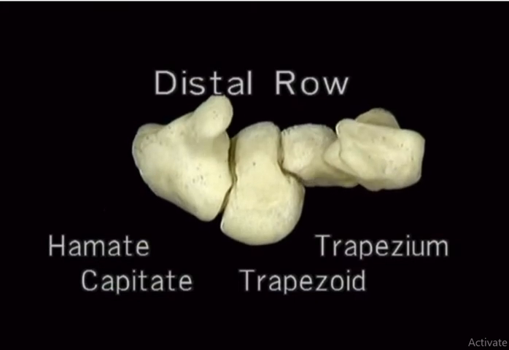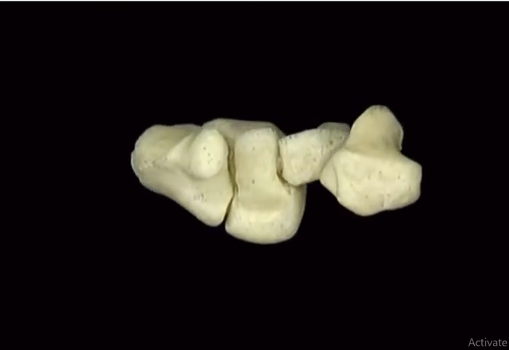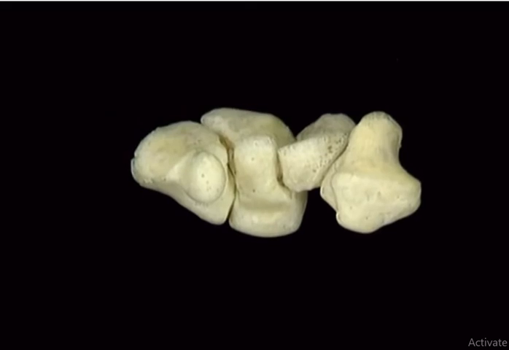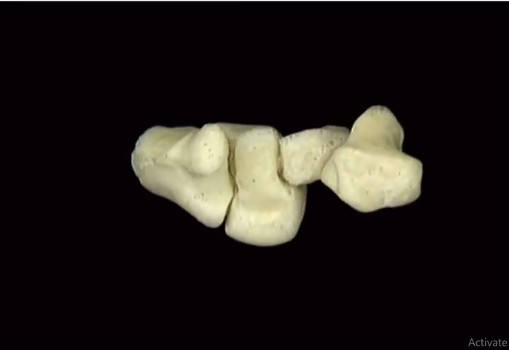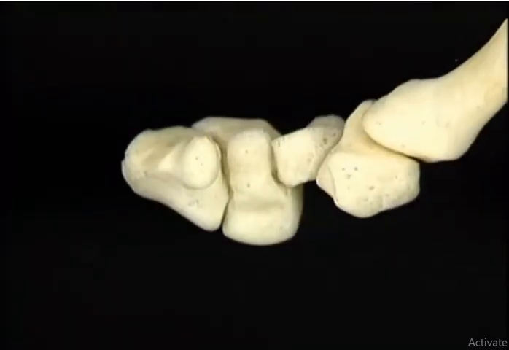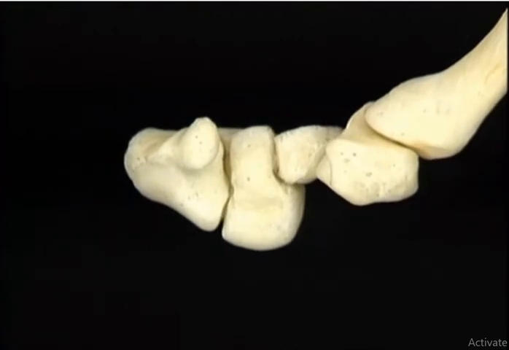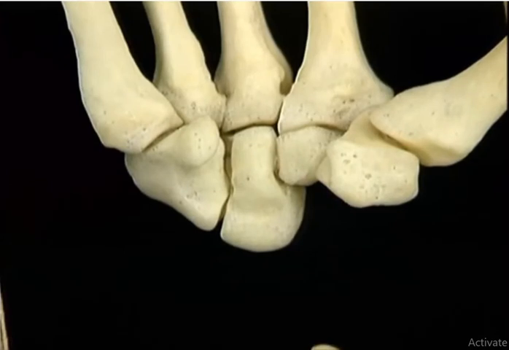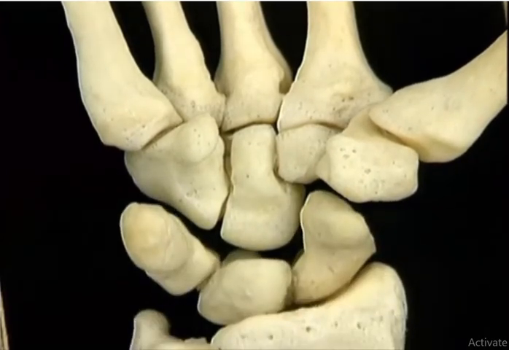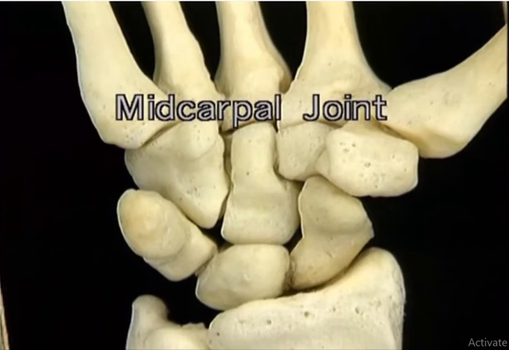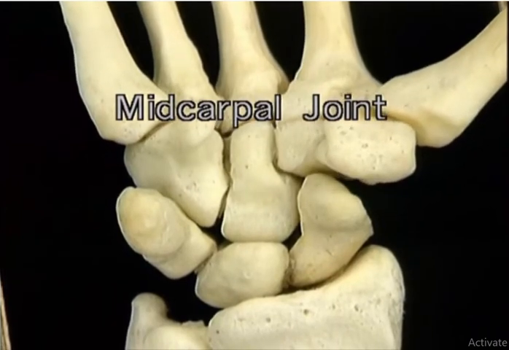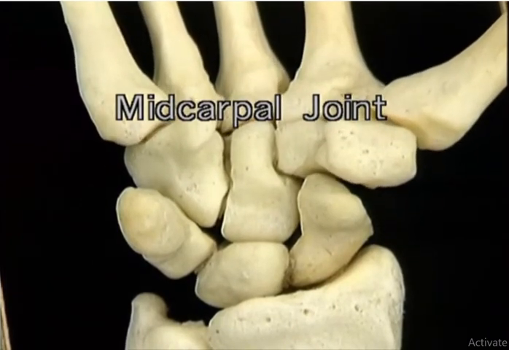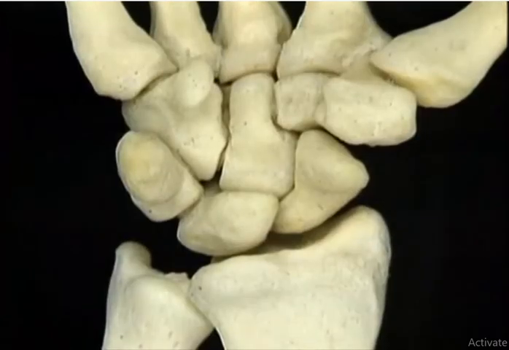The capitate and part of the hamate project proximally. The bases of the five metacarpals articulate with the distal row of carpal bones. The first, the one for the thumb, articulates by itself with the trapezium. The other four articulate in a row here. The distal row of carpal bones articulates with the proximal row here to form the midcarpal joint. The projecting capitate and hamate fit into the notch in the proximal row.